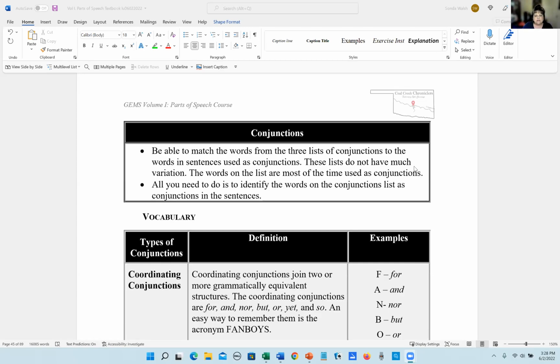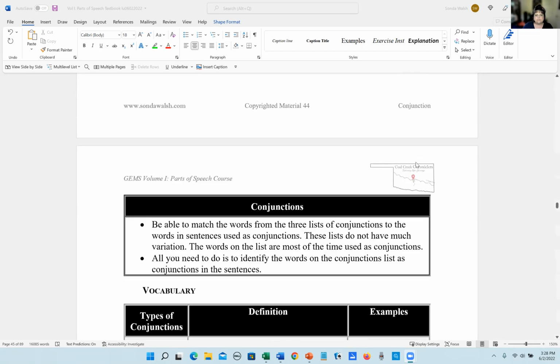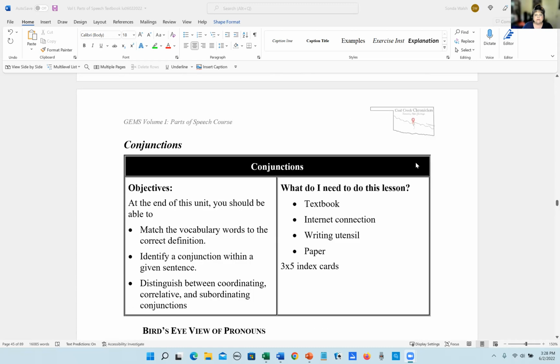Hello, this is conjunctions. We're starting on page 45 of your textbook. I'm sorry, page 44 of your textbook. All right, let's go over the objectives, what you need to be able to do at the end of this unit. You should be able to match the vocabulary words to the correct definition.